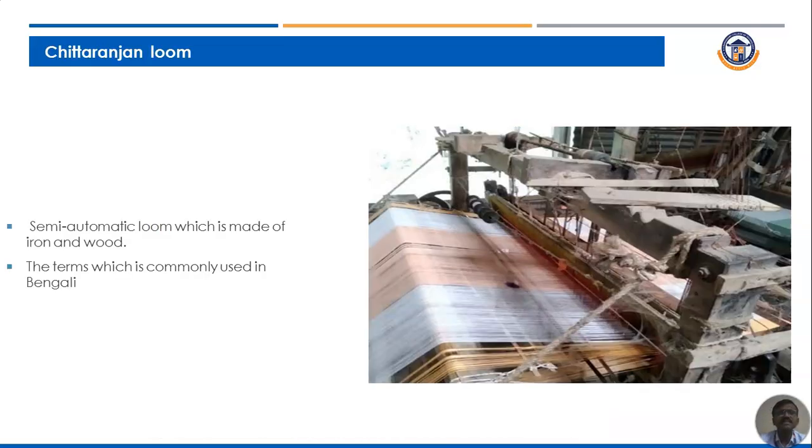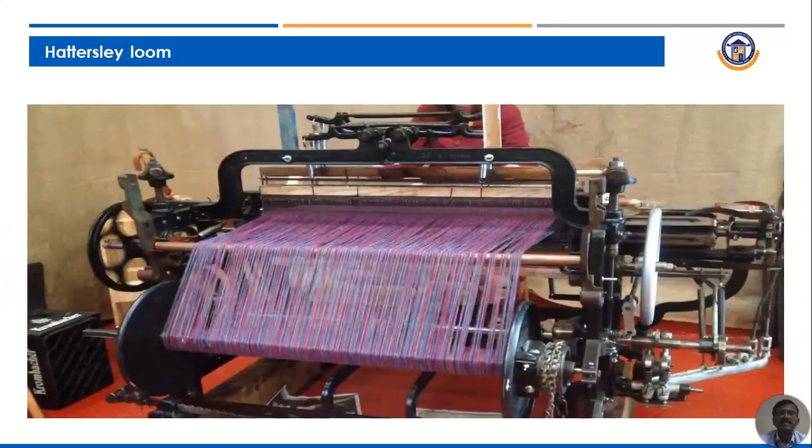Next, it is the Chitranjan loom. The name comes from Bengali. It is a semi-automatic loom which is made of iron and wood. This is the type normally used in local areas. Next is the Hattersley loom. This is made fully of iron. There is no wood part. It is fully made of iron except the shuttle.